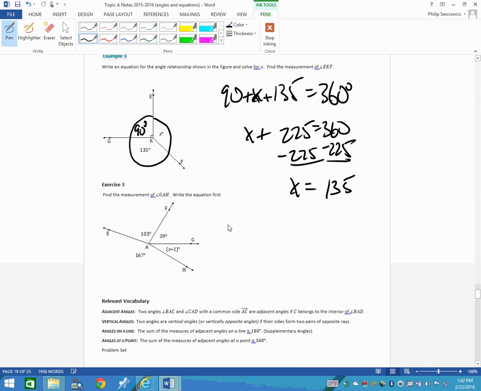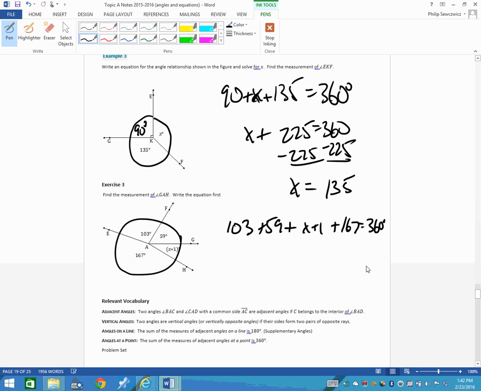And let's look at the last one I've got here. Again, it's comfort. That's why we want to see a lot of them here. What we got, I don't have any straight line here to make 180 degrees. I don't have any vertical, but oh my goodness, we've gone all the way around. I'm going to use my 360 again. 103 plus 59 plus x plus 1 plus 167 has to equal 360.